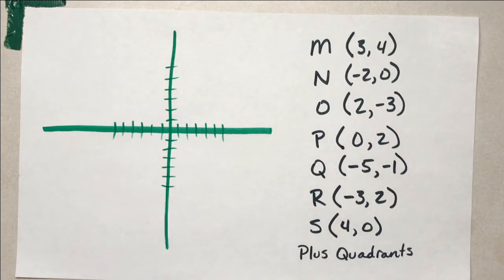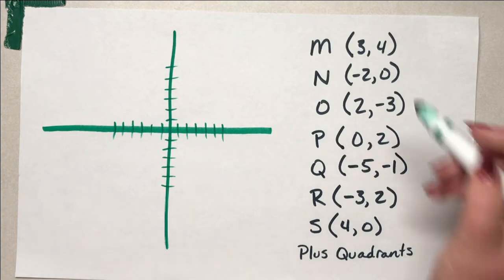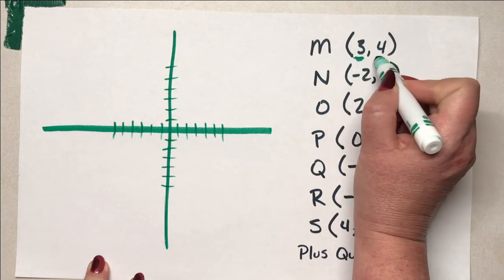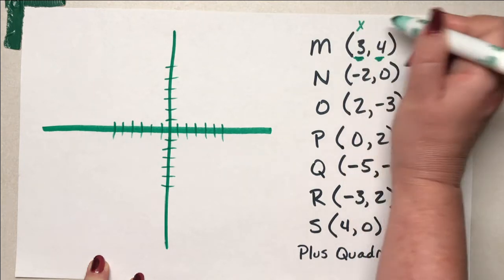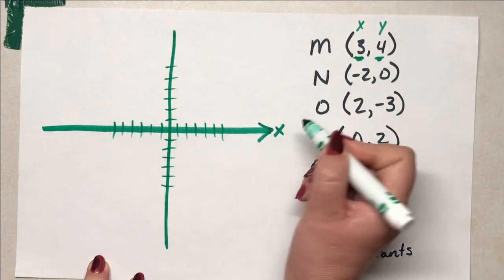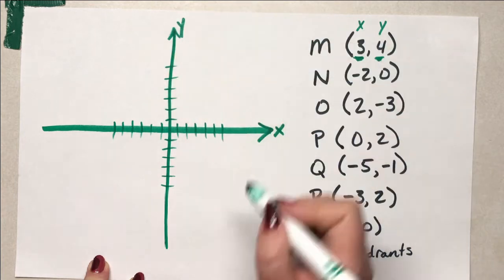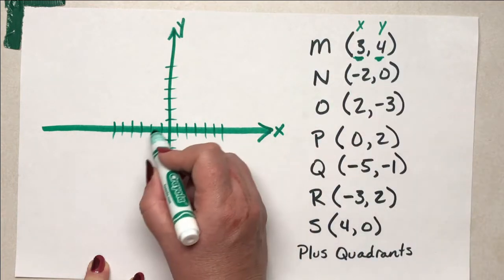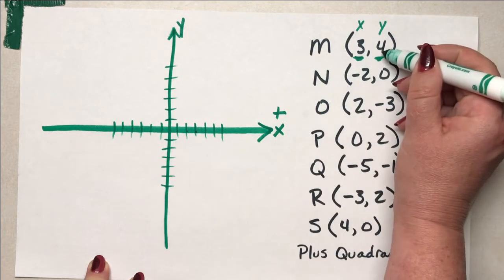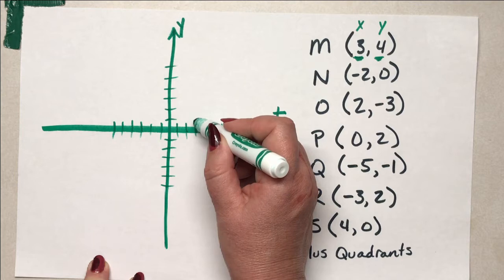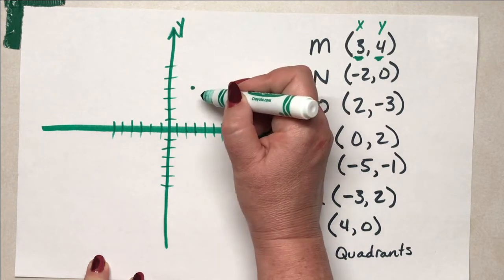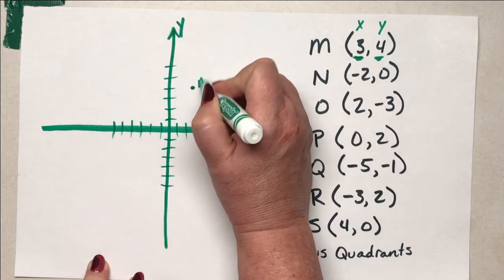When you go to graph on a coordinate plane, you take your ordered pairs, and you are going to go out the x and up or down the y. This is the x coordinate and the y coordinate. This is the x-axis and the y-axis. So we're going to start by going in the positive direction, 3, 1, 2, 3, and then we're going to go in the positive direction, which is up, 4, 1, 2, 3, 4. We're going to put a dot right on that spot, and we're going to label that spot M.